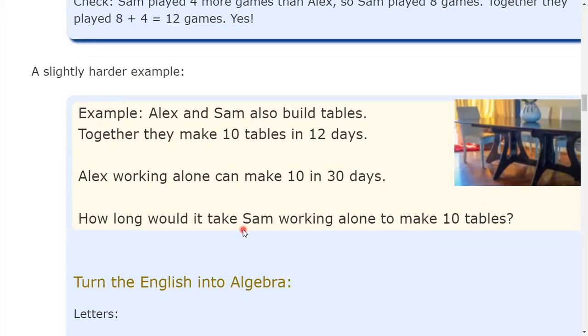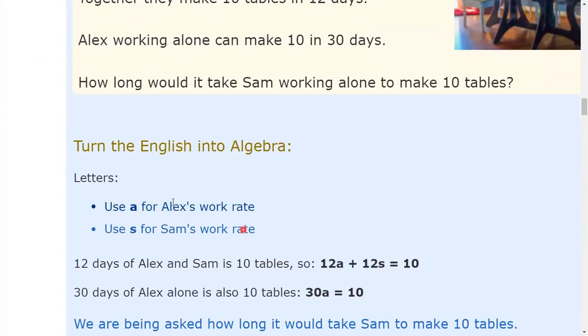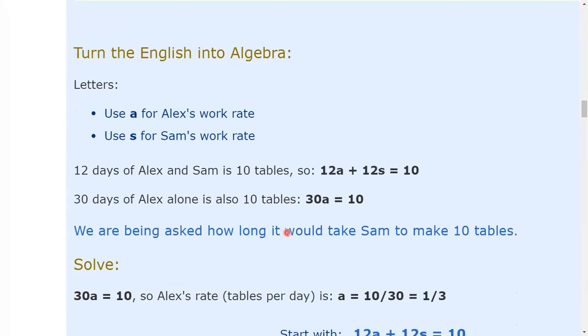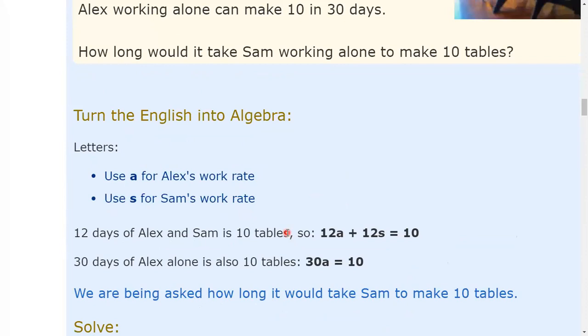So let's see. Turn the English into algebra. Please read this one. Use A for Alex's work rate and S for Sam's work rate. 12 days of Alex and Sam is 10 tables, so 12A plus 12S is equal to 10. 30 days of Alex alone is also 10 tables, so 30A is equal to 10. This was the basic thing: we have reshaped that English statement into mathematics.